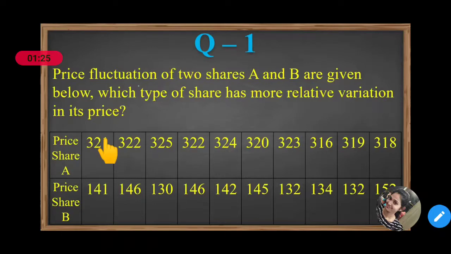This is x, this is x. This is for company A, this is for company B. Here we have to find the standard deviation and mean for company A and for company B, and after that we will find the coefficient of variation for both the companies, and then from the answer we will decide which company has more relative variation. Okay, let's see how to complete the sum.